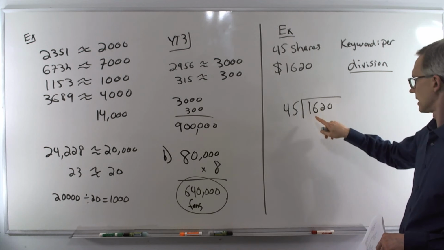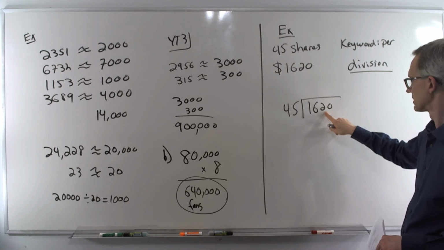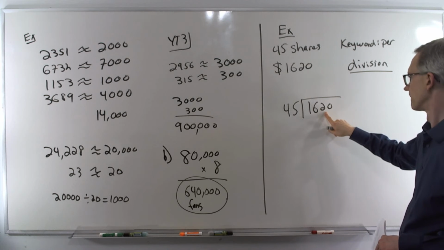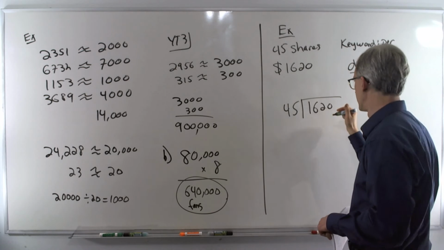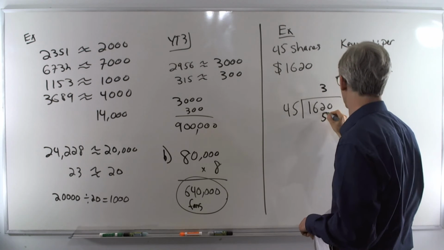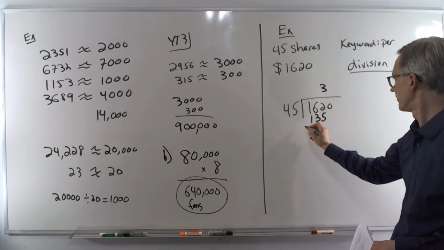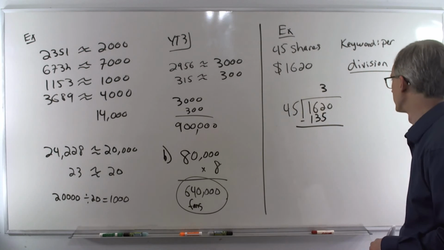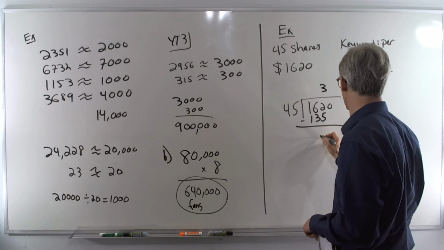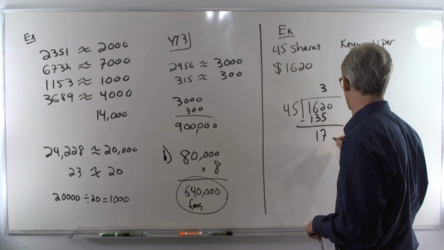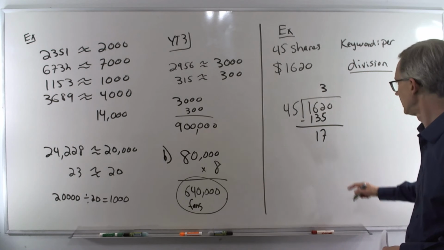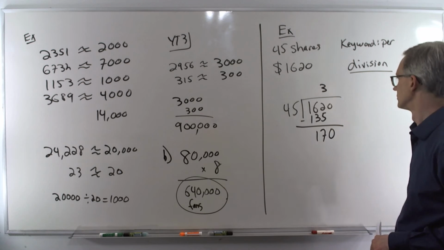All right, 45 does not go into 1 or 16, but it does go into 162. It's going to go 3 times. 3 times 45 is 135. Subtract that. Get 27, bring down the 0.